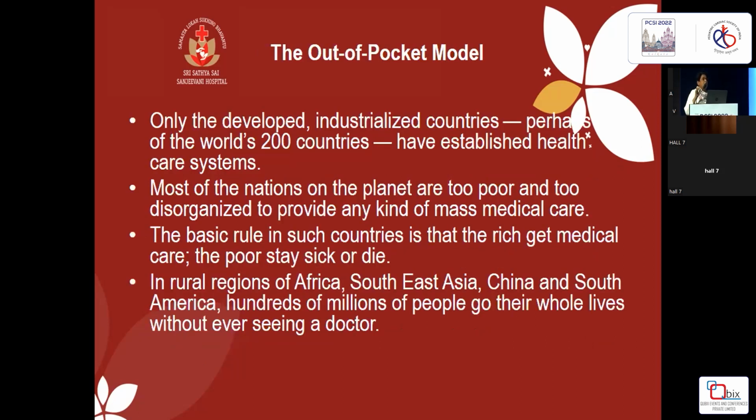The fourth model is the out-of-pocket model. In the developed world, we have an organized system of providing healthcare services, but most of the countries are not that organized, and most of the nations on the planet are too poor or too disorganized to provide a systematic healthcare service to the population they serve. So in those countries, because of lack of governmental support, or lack of insurance systems, or lack of private players, a substantial amount of the patient population is going to pay for their own healthcare. And this is the case in 2/3 of the world at the moment.